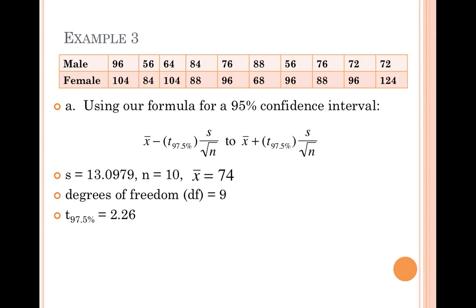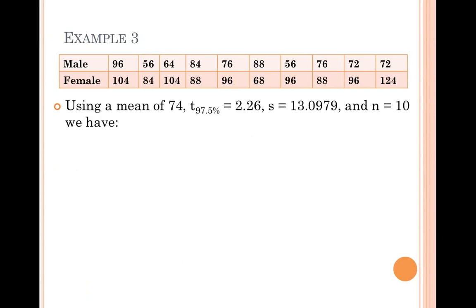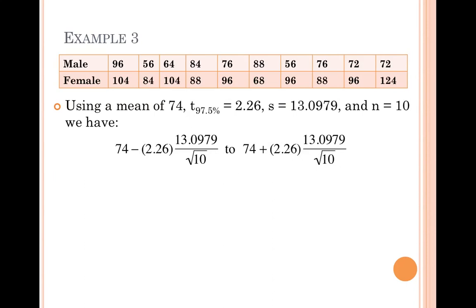Okay, plugging those values into the formula, you have 74 minus 2.26 times 13.0979 divided by the square root of 10, to 74 plus 2.26 times 13.0979 divided by the square root of 10. So you go to your calculator and you plug this in and you get your answer. It should be 64.64 to 83.36.